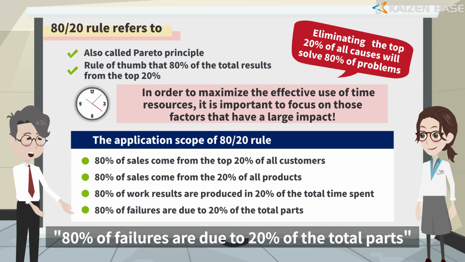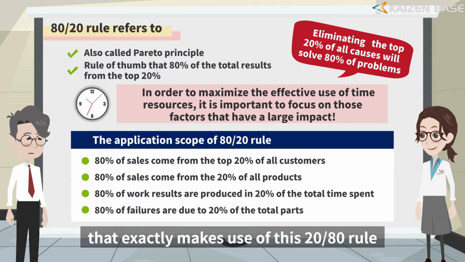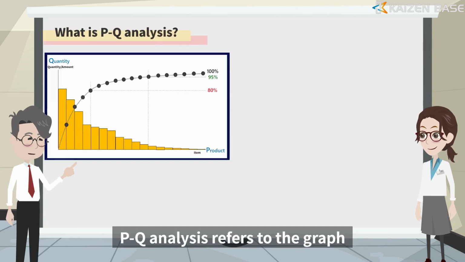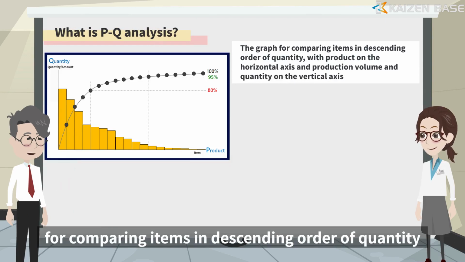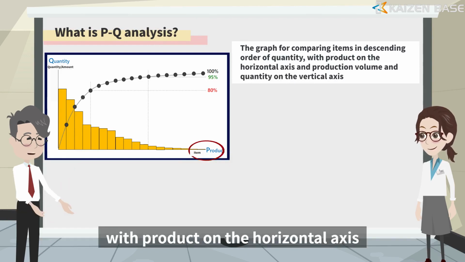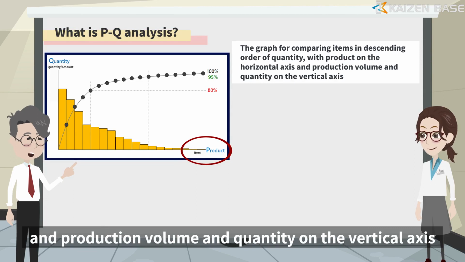80% of failures are due to 20% of the total parts. And it is P-Q analysis that exactly makes use of this 20-80 rule. P-Q analysis refers to the graph for comparing items in descending order of quantity, with product on the horizontal axis and production volume and quantity on the vertical axis.